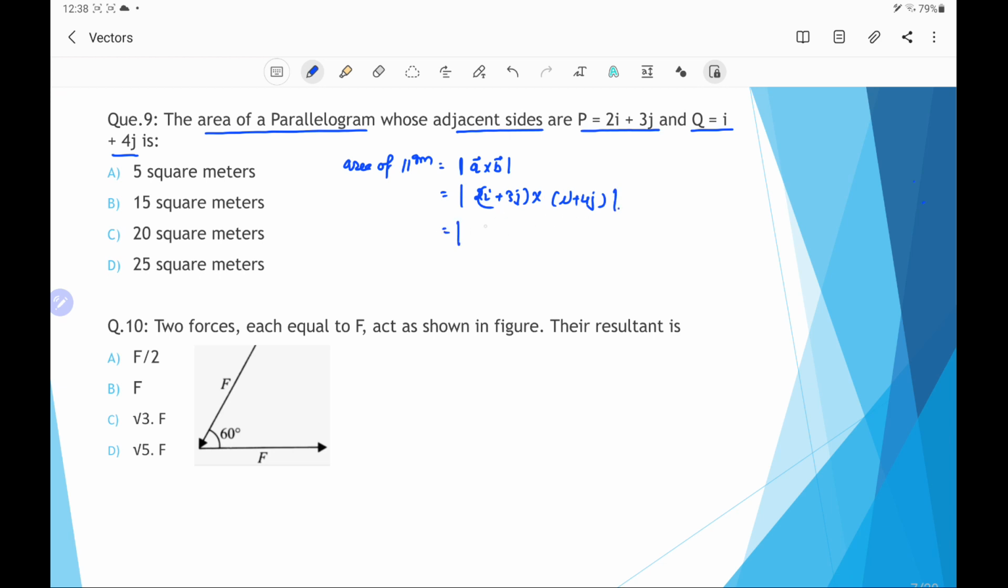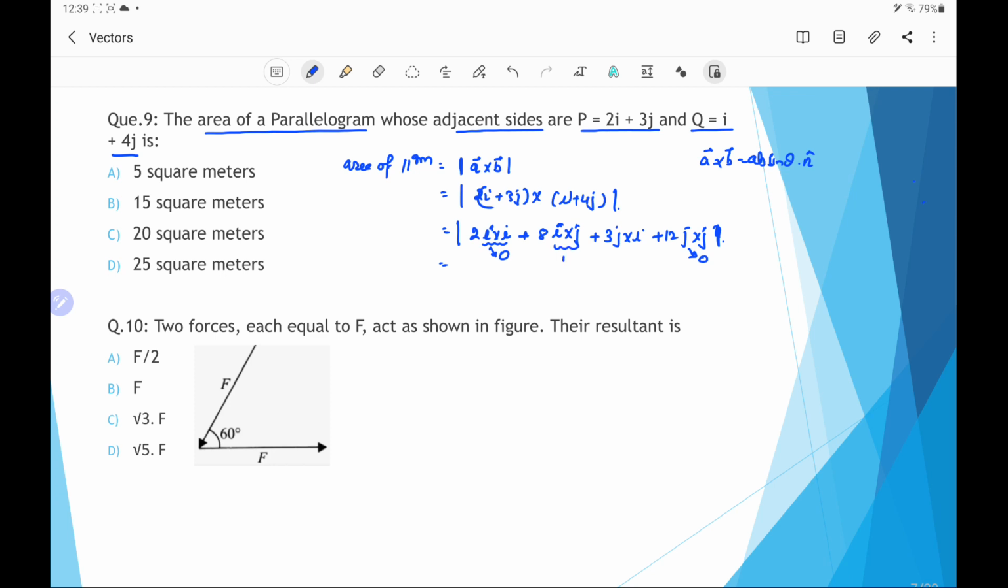Now we cross multiply, so it is 2i cross i plus 8i cross j plus 3j cross i plus 12j cross j. This i cross i has the angle 0 between them, and because A cross B is AB sine theta times the unit vector n or normal vector, because angle is 0 for i cross i, this cross product will be 0. So that means this term is 0 and j cross j is also 0.